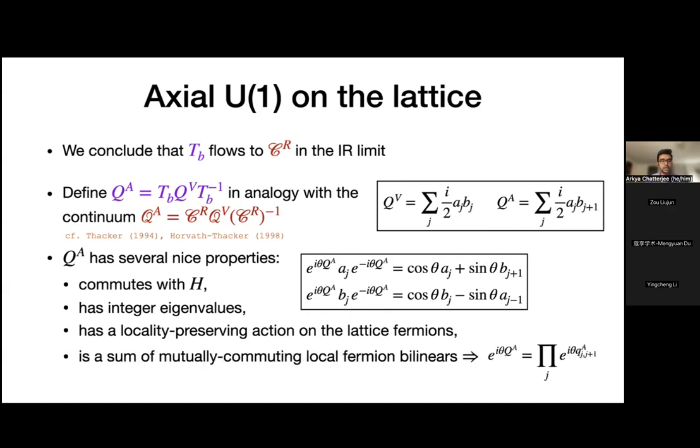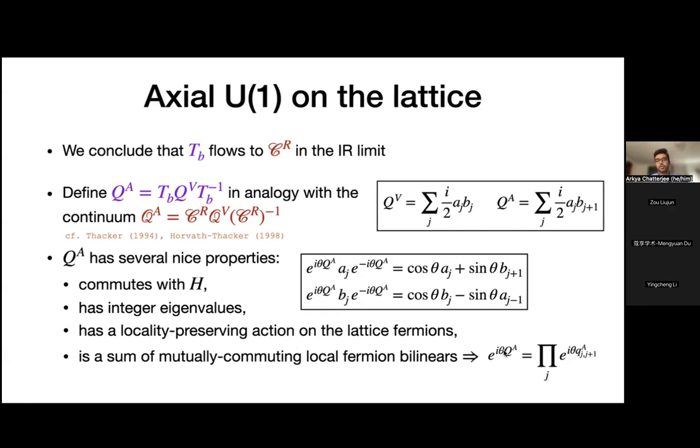It is also a sum of mutually commuting terms. All of these terms, AJ, BJ plus 1 for all J, commute with each other. And so when you exponentiate this, you can write this as a product of almost local terms, terms which only act non-trivially on two sites. So you could say that this axial U1 is an almost local symmetry, almost on-site symmetry, I'm sorry.